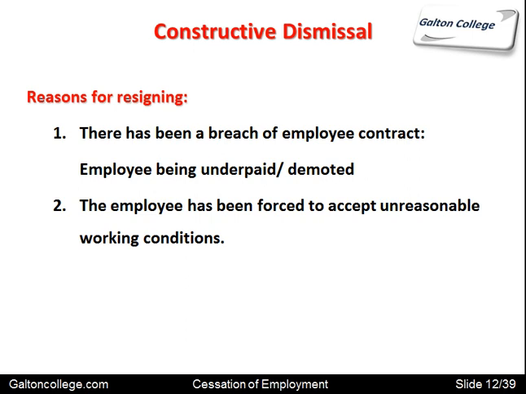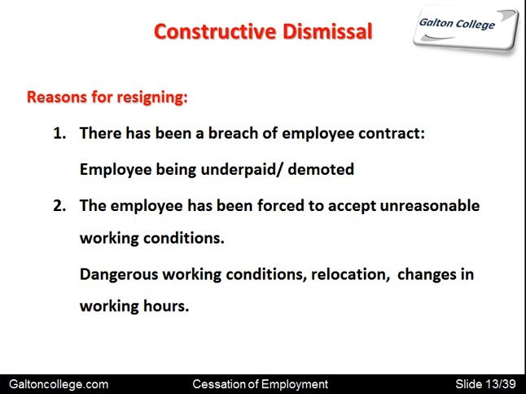and is trying to force the employee out. It could be also, in quite an extreme case, that the employee has been put into dangerous working conditions, or has been asked to relocate, move to a different plant, perhaps a long way from the original one, so there'll be extra travel, or changes in the working hours, as I mentioned earlier. These are all ways in which the employer could try and put pressure on the employee.